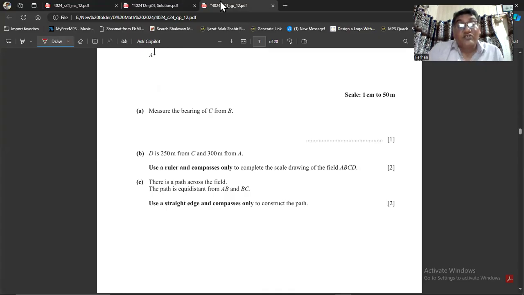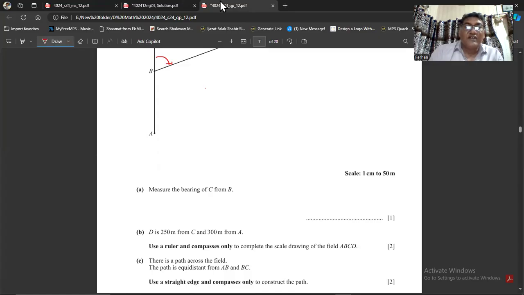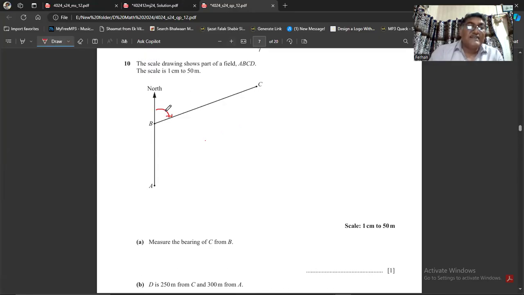Then it says there is a path across the field, and this is part C. The path is equidistant from AB and BC. When you are equidistant from two intersecting lines, you have to draw an angle bisector. Here the common point is B. So I will draw the angle bisector of angle ABC. This angle I will have to bisect.